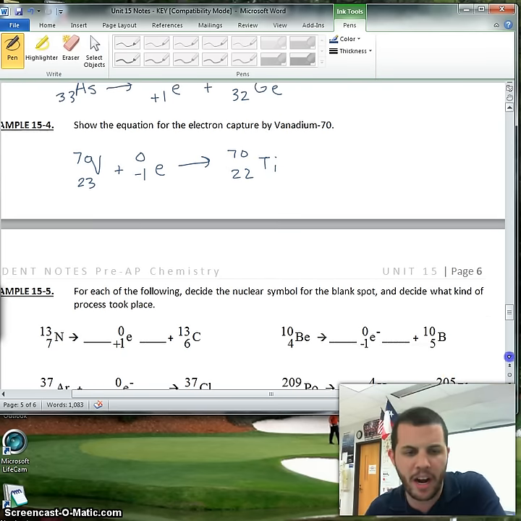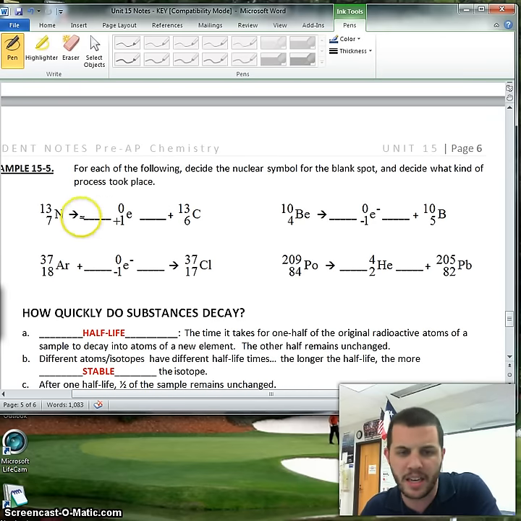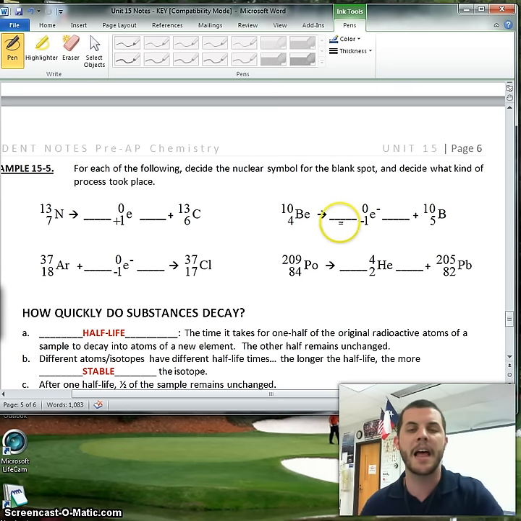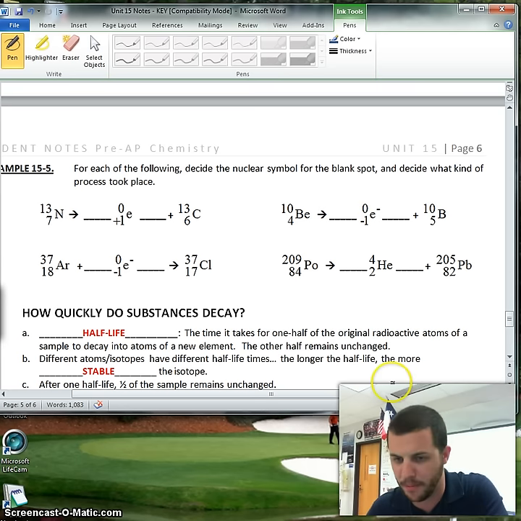Example 15-5 just wants you to decide what kind of particle goes in place here. It's already in there for you. Basically, all you have to do is decide, okay, once again, it's a basic math sort of deal where you say 10 plus what gives you 10? Oh, it's 0. 5 plus what gives you 4? Oh, of course, it's negative 1. And that's how you're going to be able to figure out the type of particle.